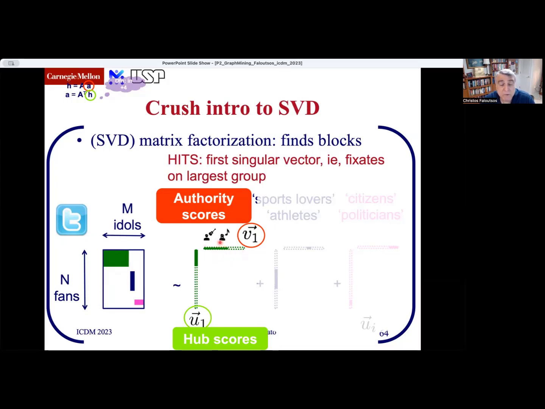So here we'll have famous musicians, and here we'll have people who are following the right famous people. So the authority scores are exactly the v1 vector. The hub scores are exactly the u1 vector. And this is what the HITS algorithm is doing.